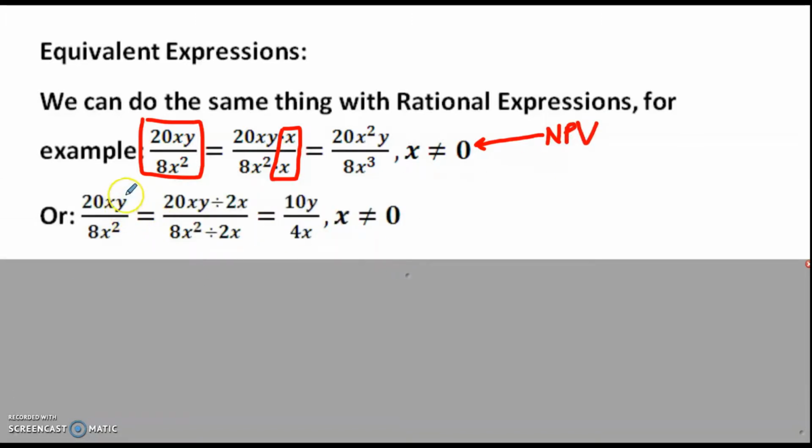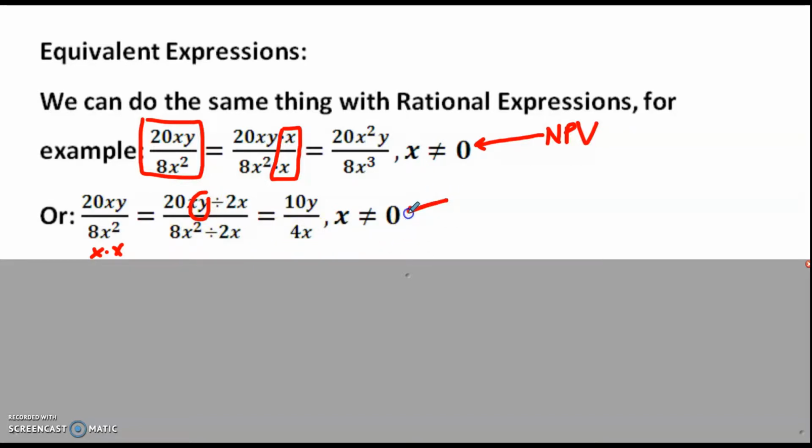Or likewise, we can reduce it. So in the top example, we've made it more complicated. In the bottom example, I'm noticing, hey, well, 20 and 8 are both divisible by 2. So I'm going to divide by 2. And there's an x in the numerator and 2 x's in the bottom, right? There's x squared, so that means that there's x times x. So there's 2 x's down there. So I'm going to divide the top and the bottom by 2x. 20 divided by 2 is 10. x divided by x is 1, so we're just left with the y. So you can see we got 10y in the numerator. 8 divided by 2 is 4. x squared divided by x is x.